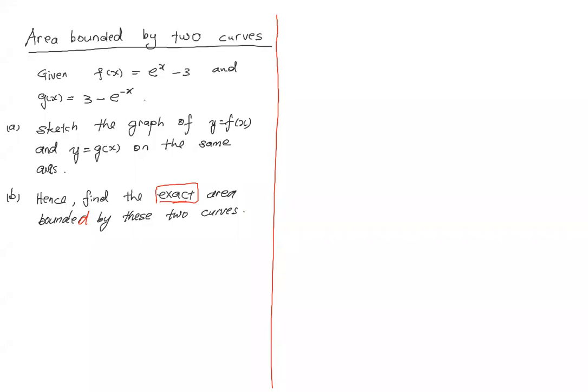Everyone got the graph, correct? Yeah, do you get the graph? So for part A, the graph looks something like this.